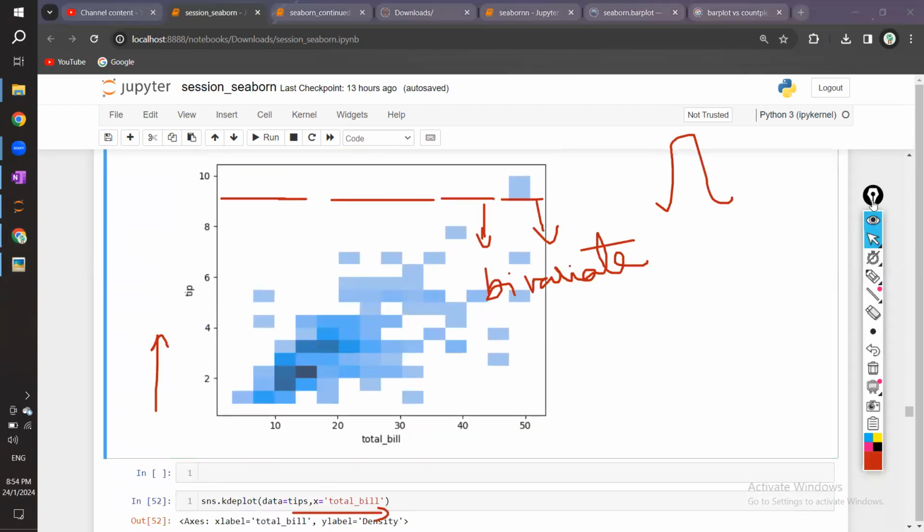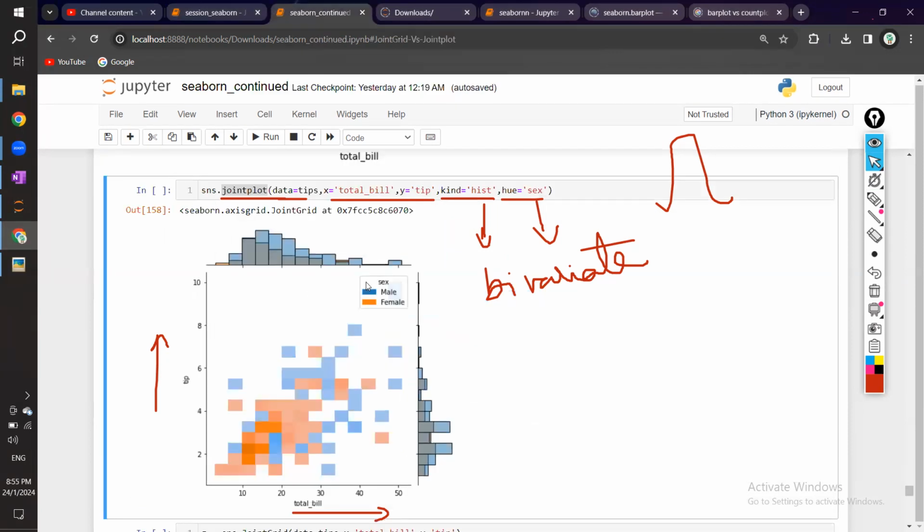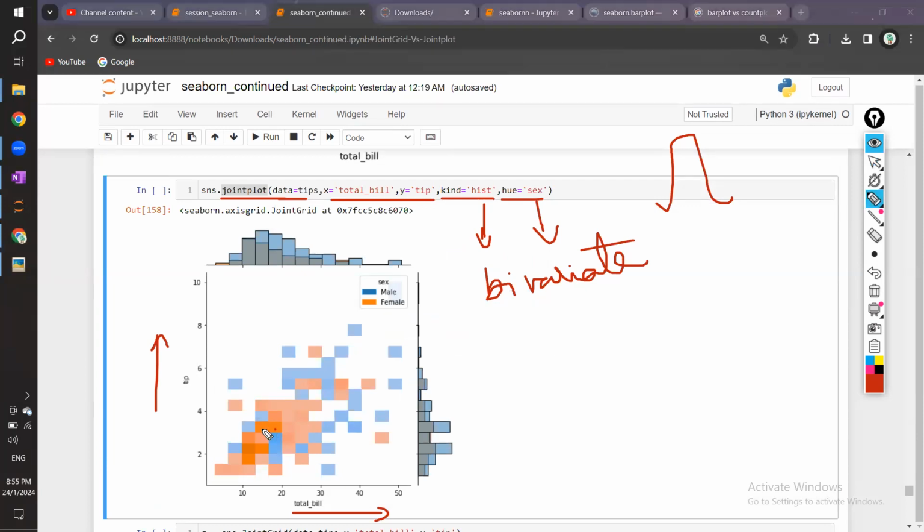In the morning we have seen, right? This particular region is having the majority, so it has the maximum frequency. That's why it's looking darker over here. Same thing is happening over here, with total bill and tip. So you have some dark spots over here, and they're also color coded by the hue parameter. And similarly the histograms are also drawn correspondingly, and these are also following the hue parameter.